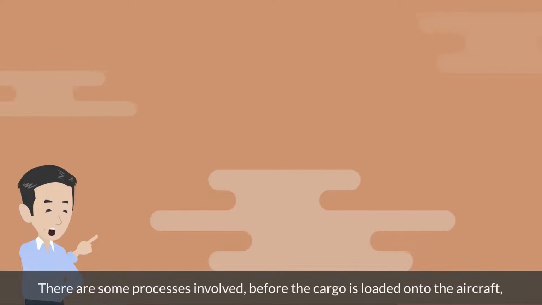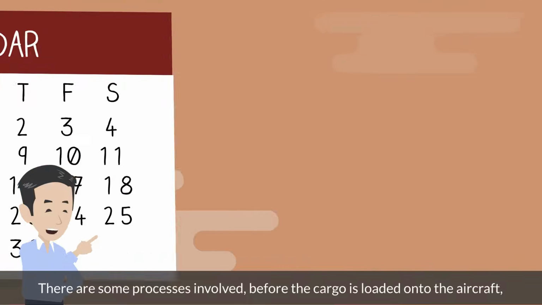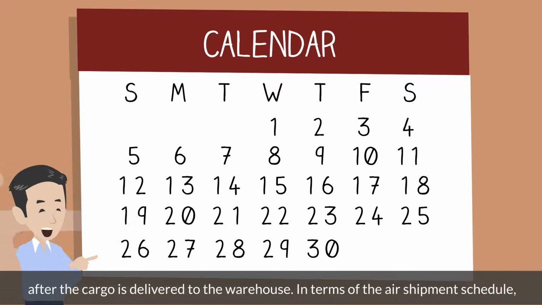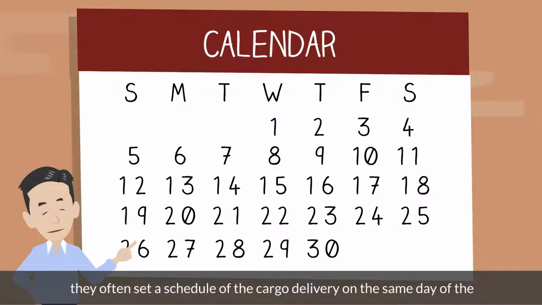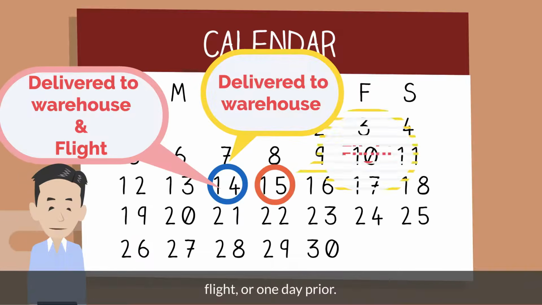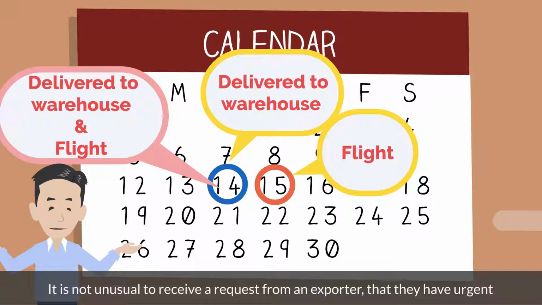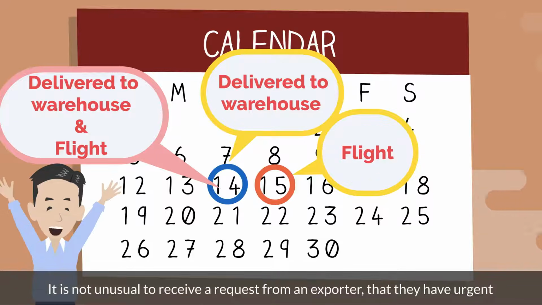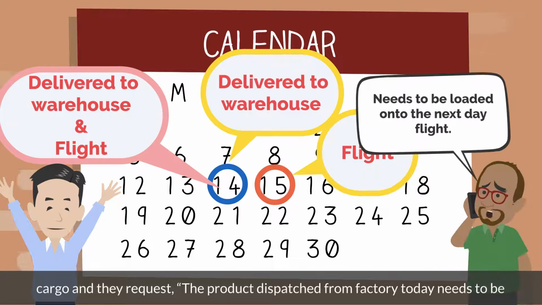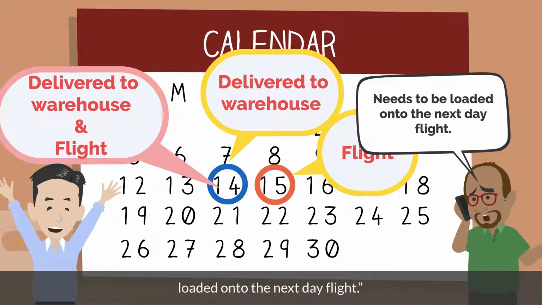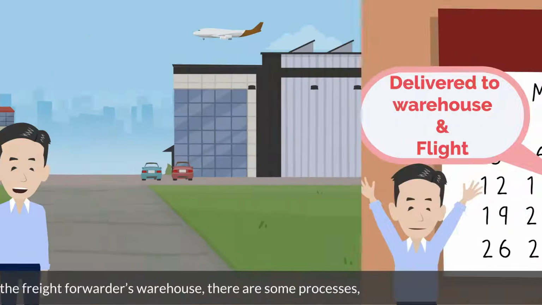There are some processes involved before the cargo is loaded onto the aircraft, after the cargo is delivered to the warehouse. In terms of the air shipment schedule, they often set a schedule of the cargo delivery on the same day of the flight, or one day prior. It is not unusual to receive a request from an exporter that they have urgent cargo and the product dispatched from the factory today needs to be loaded onto the next day flight.